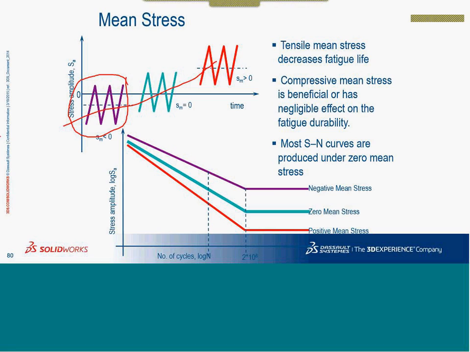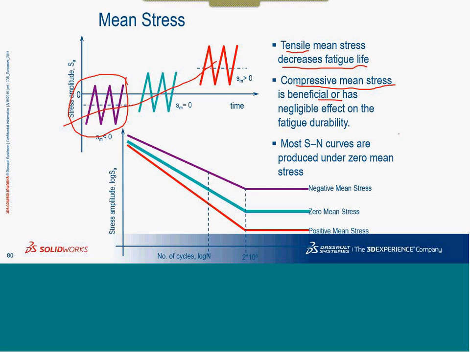And from whatever tensile and compressive loads we discussed yesterday, especially for buckling analysis, even they have a different kind of effect here. Tensile mean stresses lead to a decrease in fatigue life, whereas compressive mean stresses are beneficial and can actually have negligible effect on the durability of the part. So if the part is subjected to too much compressive loading, you may not experience fatigue.